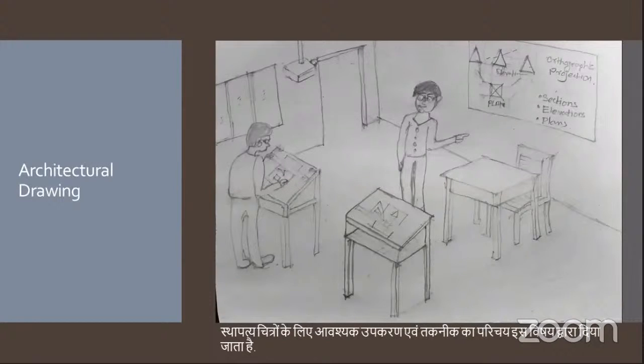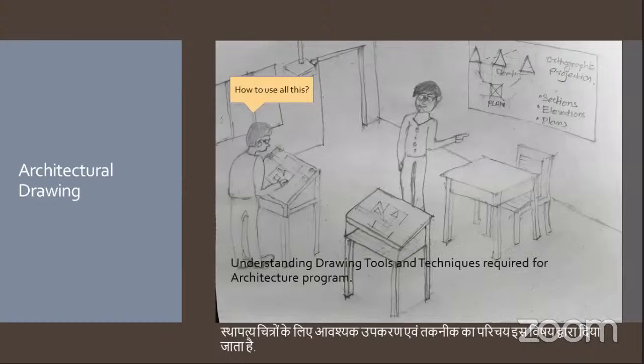First is architectural drawing. Architectural drawing is nothing but understanding of the tools and techniques that are required for the architectural program. While drafting, the technique is known as drafting. The drawings that you make using a parallel bar or a T-scale on tables are known as drafting tables. All of these techniques are being taught to you.